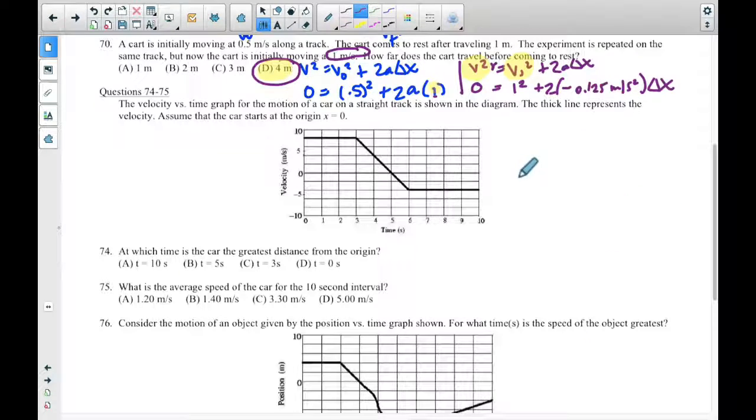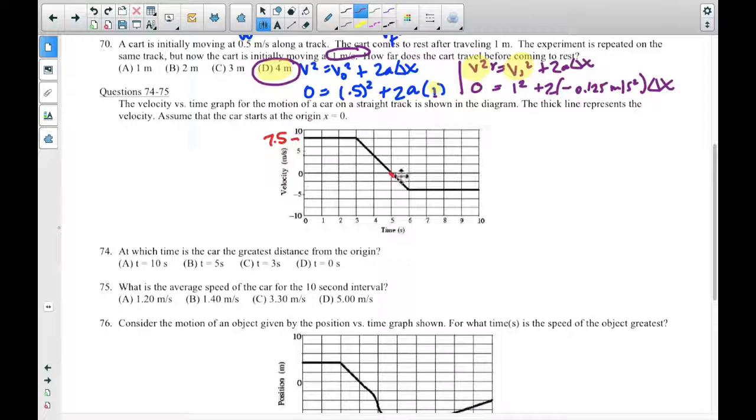All right, number 74. This is a velocity time graph. We have a car on a straight track. It's shown in the diagram. The thick line represents velocity. Assume the car starts at the origin at x equals 0. So it's starting at the origin at x equals 0. It's going at 7.5 meters per second. Doesn't that look like 7.5? I think so. And it has a constant velocity, and then it slows down.